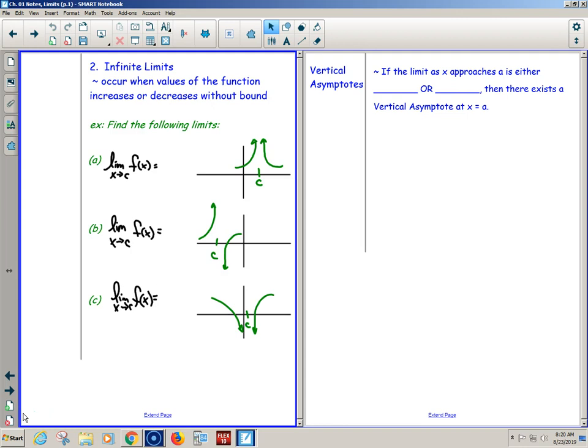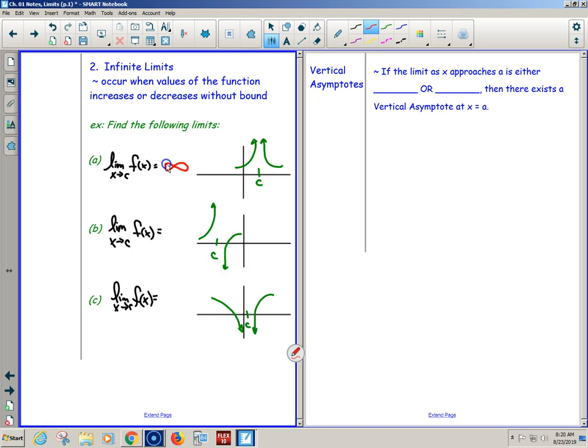Okay, infinite limits. Well, there are infinite limits, and then there are limits at infinity. They're similar, and yet so different. Because an infinite limit means the answer somehow has an infinity in it. So this one, what would the limit be for this 1 over x squared that's been shifted horizontally and vertically? X is approaching c, that's true, but what's the limit of the function?